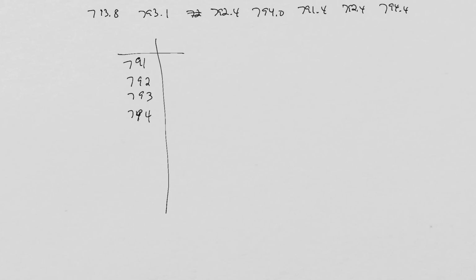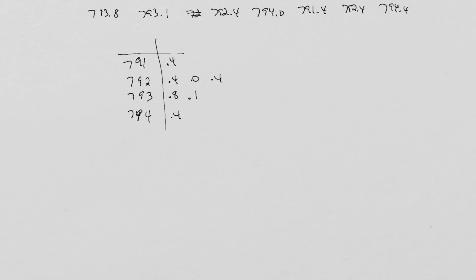Like this. Okay. In which case I could have a 793.8, 793.1, 792.4, 794.0, 791.4, 792.4, and then 794.4. Okay.